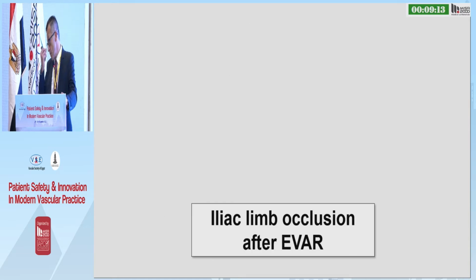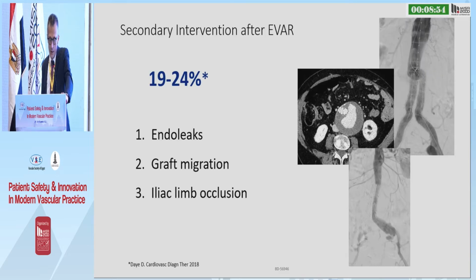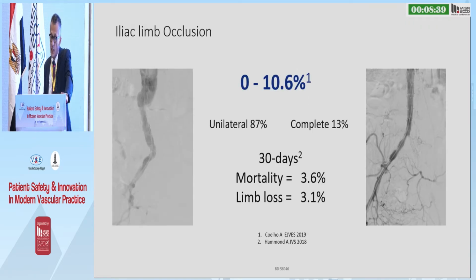In the second part of my presentation, we will focus our attention on a more specific use of Rotarex, different from the previously presented cases: the use of Rotarex in patients with an iliac limb occlusion after EVAR. We know that the Achilles heel of EVAR is secondary intervention, the late complications, and iliac limb occlusion is the third reason for these secondary interventions.